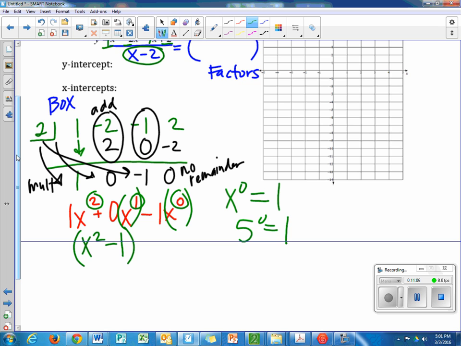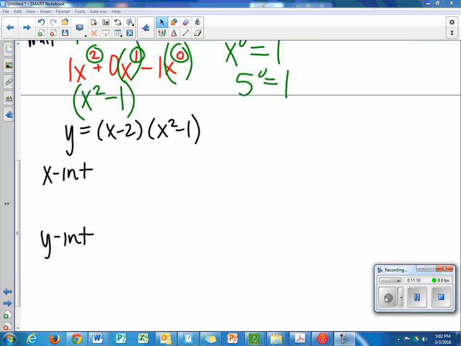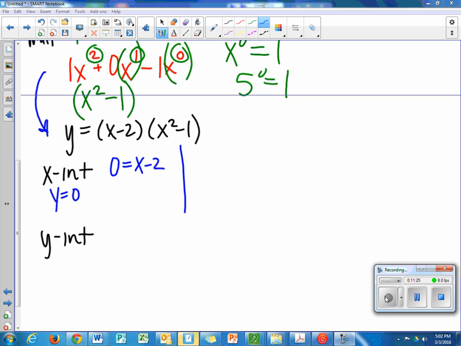So let's go ahead and rewrite this equation one more time. Now, right here, this is basically our equation. We changed it from standard form into factored form. To find the x-intercepts, once again, set y equal to 0. So we have 0 equals x minus 2 times x squared minus 1.